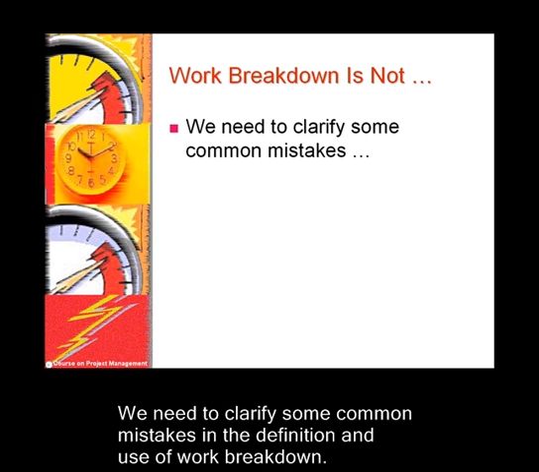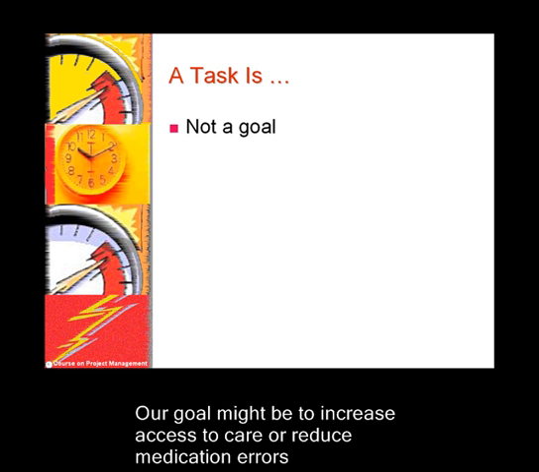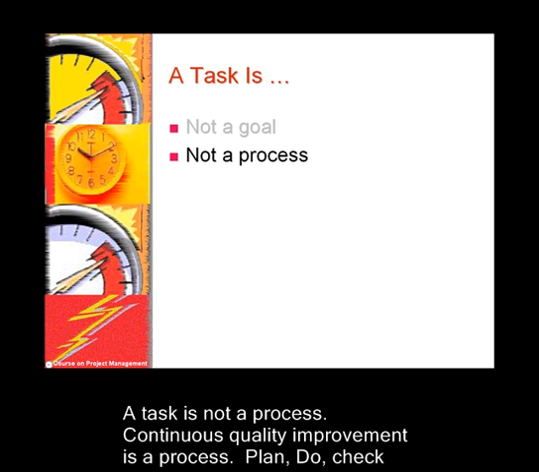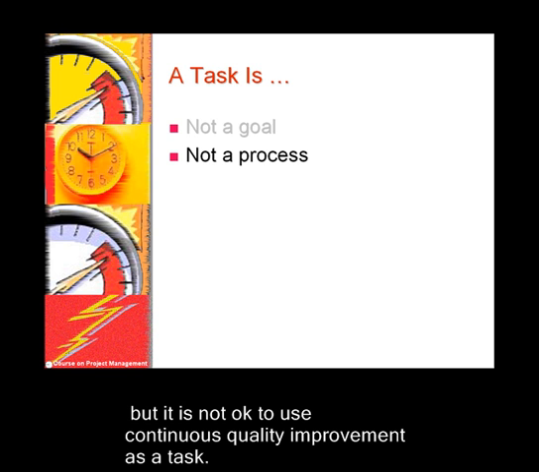We need to clarify some common mistakes in the definition and use of work breakdown. A goal is not a task or activity. Goals typically do not have a start or end. Our goal might be to increase access to care or reduce medication errors, but these are not the activities we should engage in to accomplish this goal. A task is not a process. Continuous quality improvement is a process. Plan, do, check, and act cycles are a set of tasks within this process. It's okay to use PDCA as 4 tasks, but it's not okay to use continuous quality improvement as a task.